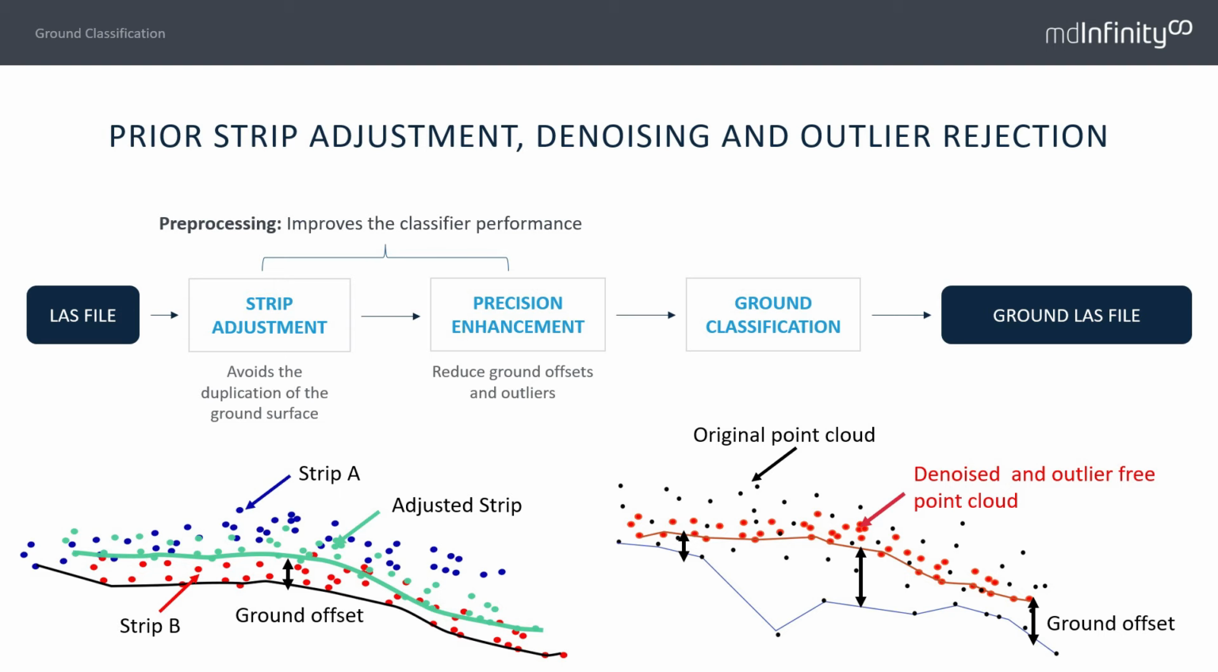The first part, strip adjustment, avoids the duplication of the ground surface. As you can see in the graphic, you can see strip A and strip B, and when it's adjusted, you can see the profile. Precision enhancement reduces the ground offsets and outliers. This means that when ground classification is trying to identify what part is the ground, it will improve the classification.